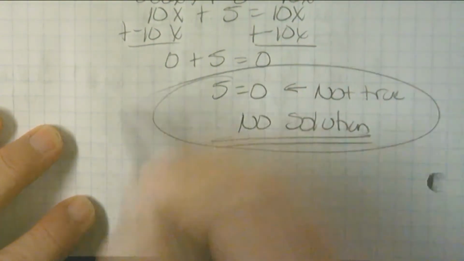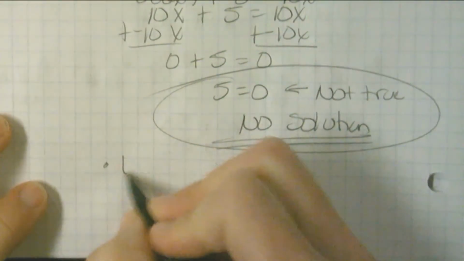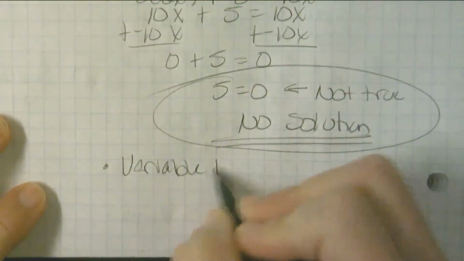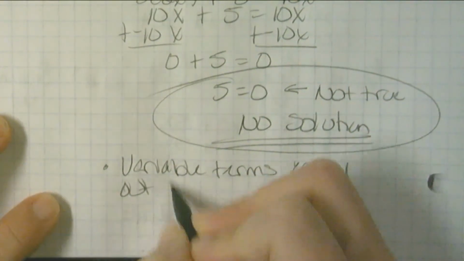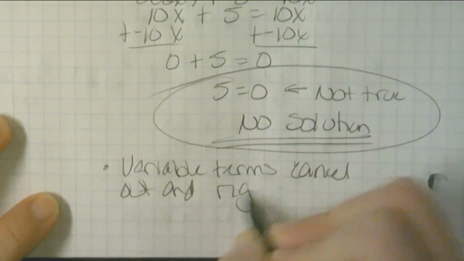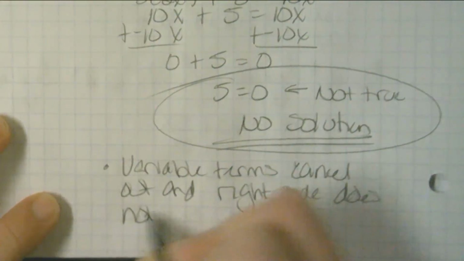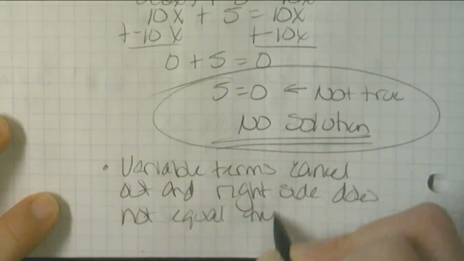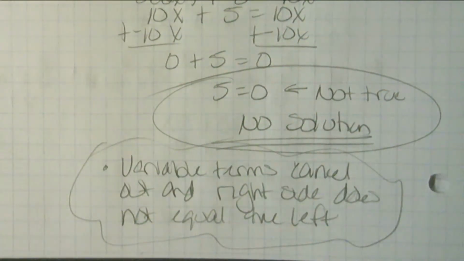So when we have a no solution, all right, our variable terms cancel out, and the right side does not equal the left. That's what we would find in a no solution. Kind of funky looking, isn't it?